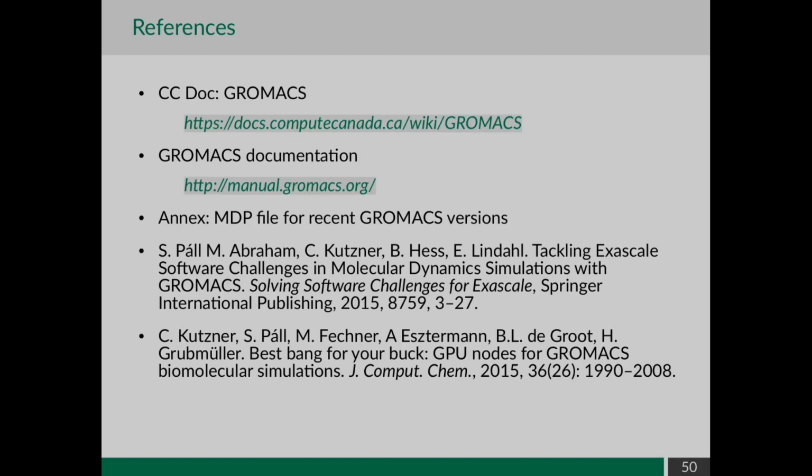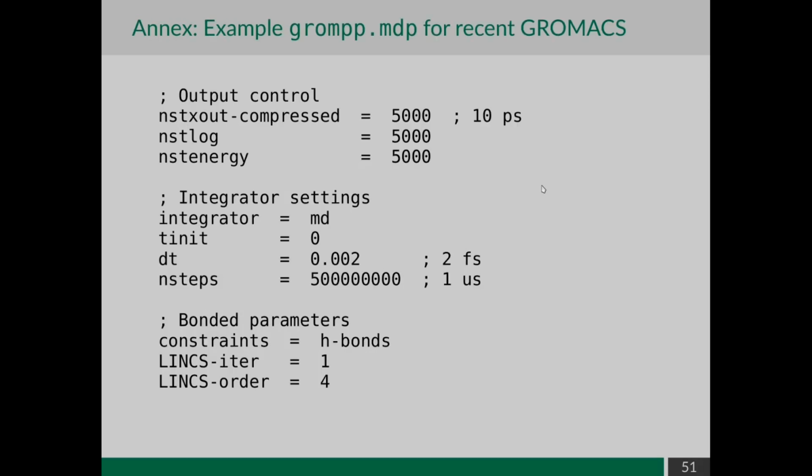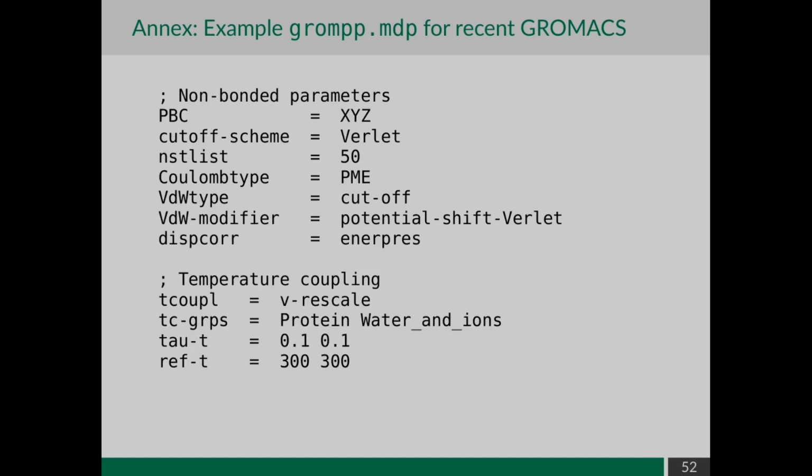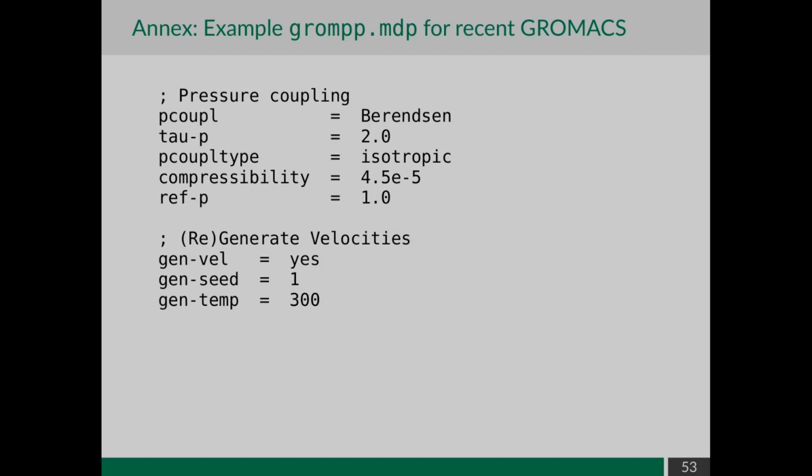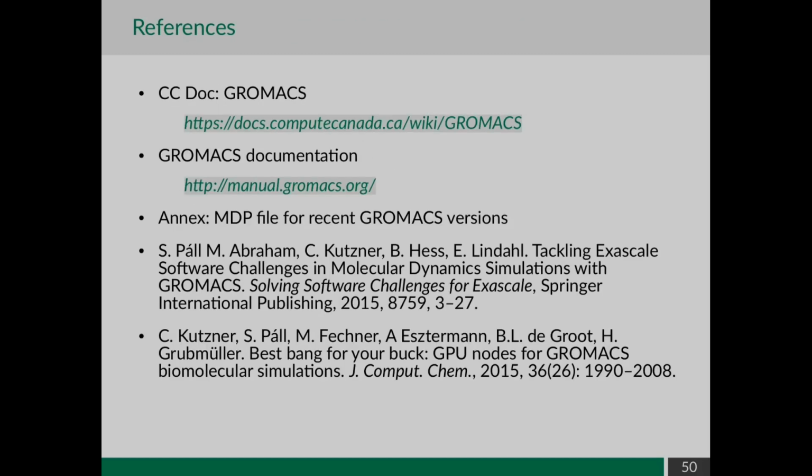Now I'll leave you with a few pointers to documentation. First, on the Compute Canada website, we have a Gromacs page. The Gromacs documentation is extremely helpful and very well written. If you download the slides here, I left in annex an MDP file for recent Gromacs versions. I'll just jump to it briefly so you can see the output control, integrator settings, parameters for bonded and non-bonded interactions, simple temperature and pressure coupling. So have a look at that and compare with yours, especially for the non-bonded interactions, to make sure that you are running with optimized parameters.